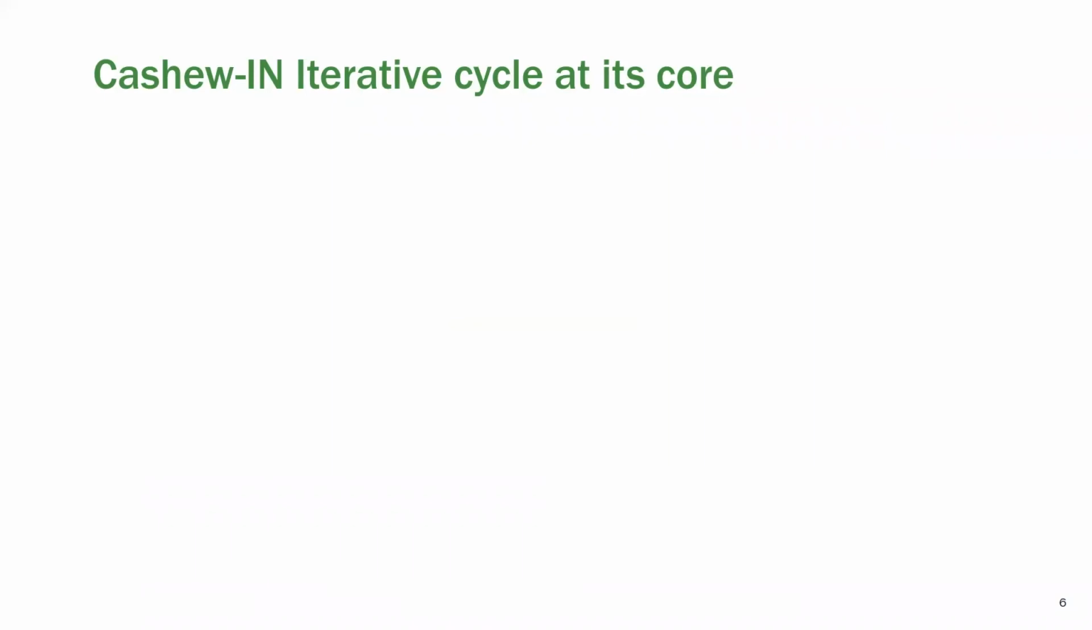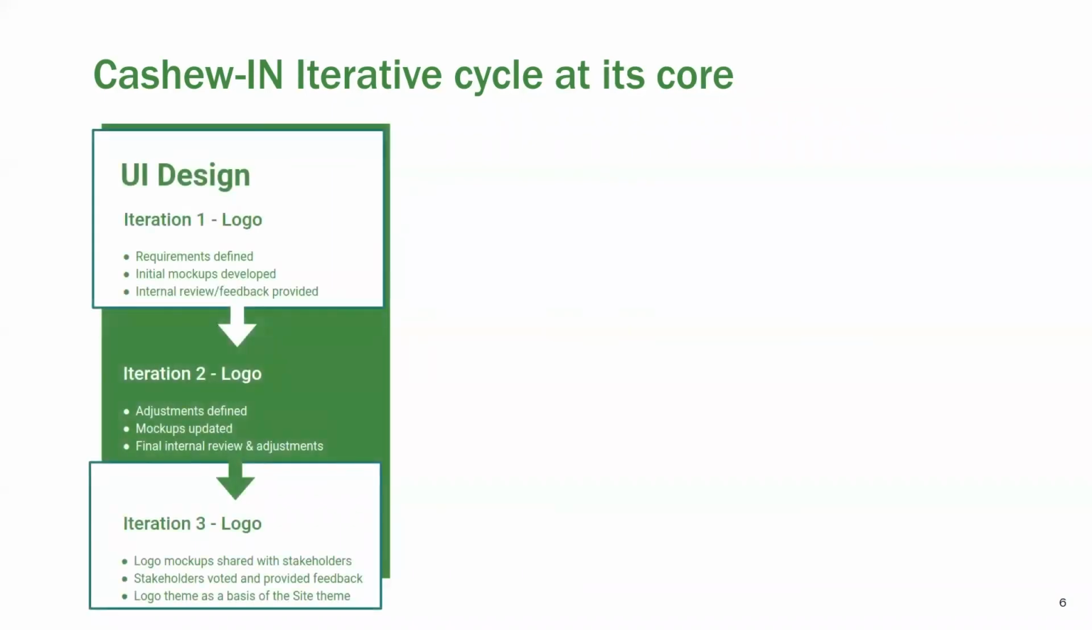The iterative approach is at core in various areas of the technical development. As an example, for UI design, the first activity was to define the logo, and it went through several iterations where we came up with the initial logo mockups, reviewed them internally, updated based on feedback, and then the final options were shared with stakeholders to decide on the logo to be used. The logo color was taken as an input for Cashew-IN's theme color scheme of the following website design.